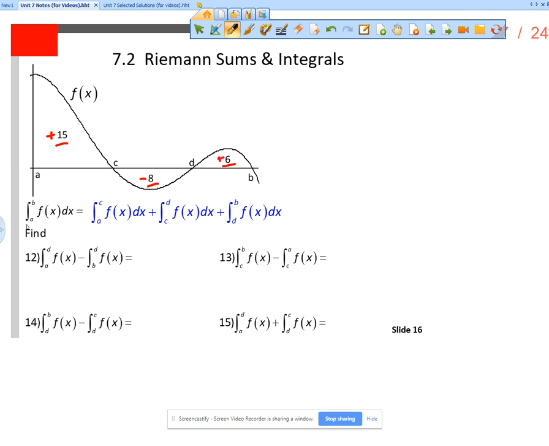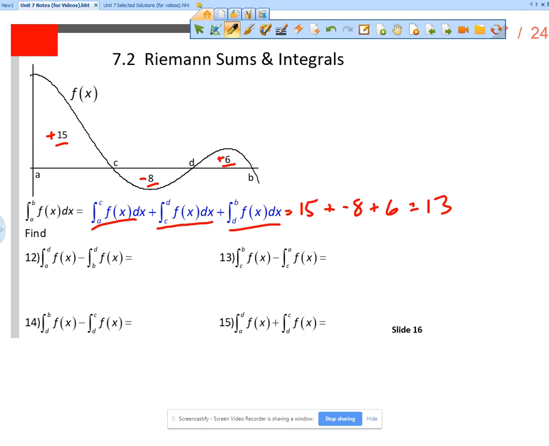So, if I say, what's the integral of f of x from a to b? Well, what is that going to be? Well, that's going to be the integral from a to c plus the integral from c to d plus the integral from d to b, right? So very simply, the overall integral is 15 plus negative 8 plus 6, right? So really, that means that the overall integral is 13, right? All right, so that's easy enough.